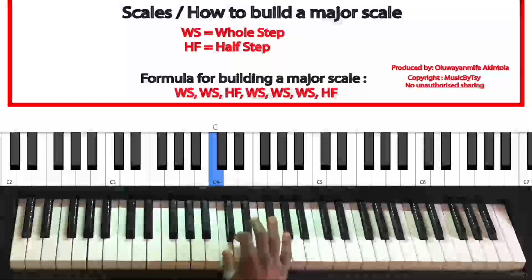A whole step means moving to another key and skipping a key in between. So taking a whole step would mean that we're going to skip the next key, which is the key of C sharp, and we're going to move on to the key of D.